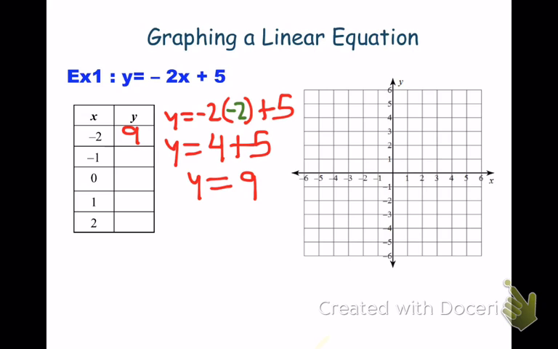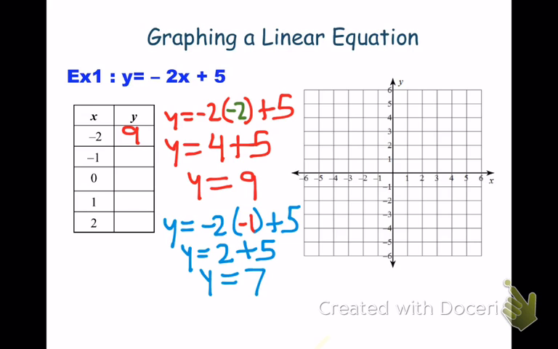I'm going to have -1 as my number to substitute. So -2 times -1. I'm going to substitute that in for x, and I'm going to evaluate. Let's see what I get once it's all said and done. Negative times a negative is still a positive. That's going to give me 2 plus 5. So my y value is now 7. Let's go ahead and move on to the next one.